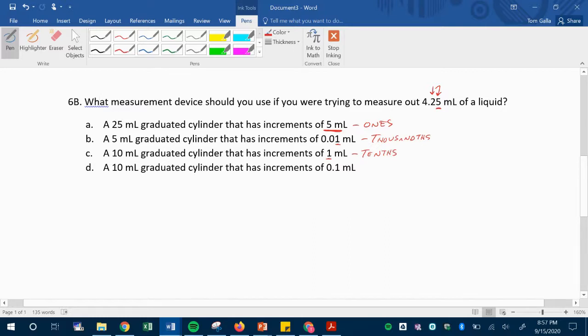And then finally, our last one, a 10 milliliter graduated cylinder that has increments of 0.1. Now remember, if we know the increments of 0.1s, that means we're estimating the next spot, which would be the hundredths. And as it turns out, for this one, that would be exactly right. We would be looking for the hundredths place. So our correct answer is D.